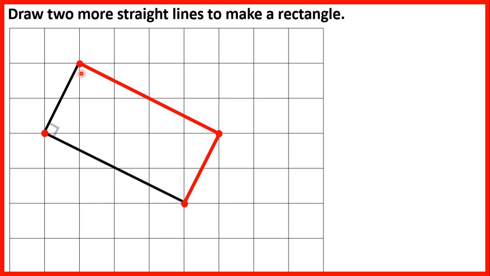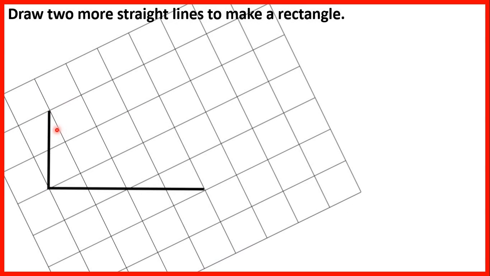And we have a rectangle because we have four right angles and opposite sides are the same length. Or what we could do is just turn our page, and I find this easier because then it's much easier to see how the rectangle will be formed.